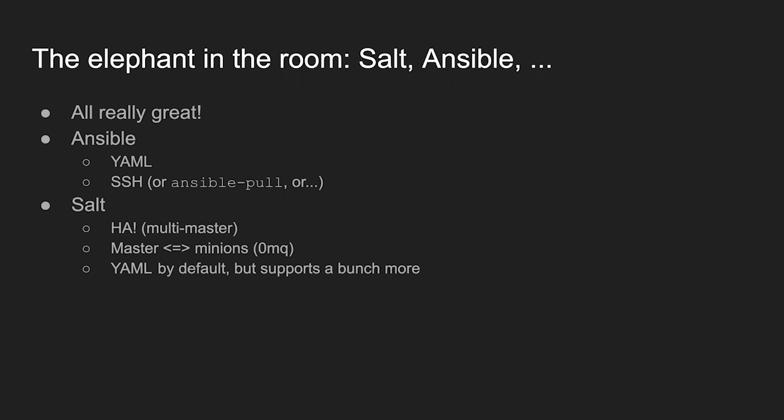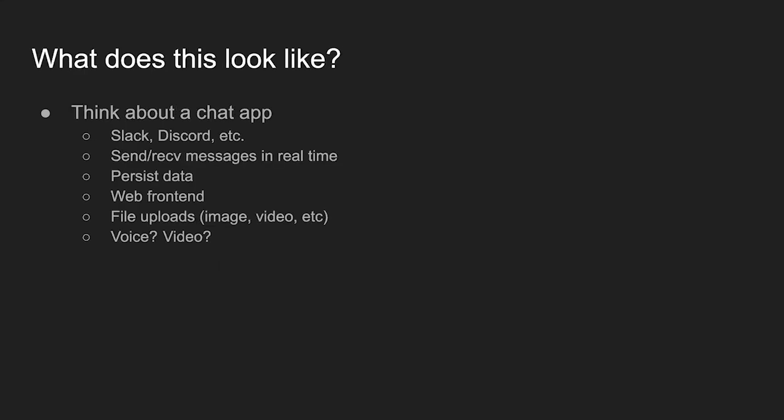So what does this all kind of look like in a typical application that might be using these tools? So consider if you're making a chat application, like Slack or Discord. You have to send messages in real time. You have to persist that data somewhere. You might have a web front end. You probably have some apps. You have to handle things like file uploads, so images and videos. And then what about things like voice or video calls? Those add a whole other level of complication into it. And so already you can kind of tell this is going to be spanning a bunch of different aspects of putting an app out there.